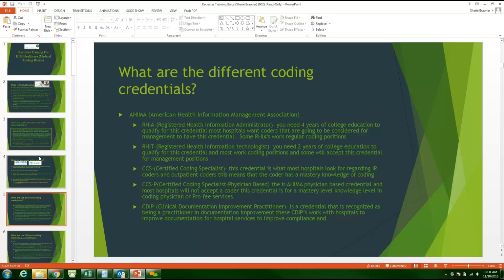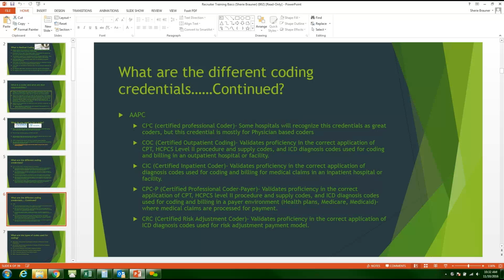CDIP, Clinical Documentation Improvement Practitioner, is a credential that is recognized as being a practitioner in documentation improvement. These CDIPs work with hospitals to improve documentation for hospital services to improve compliance.